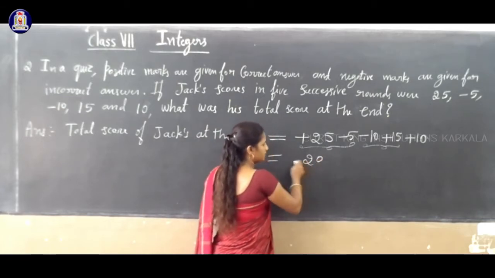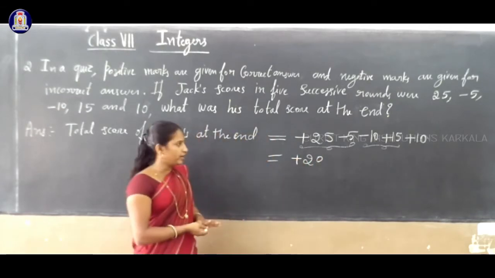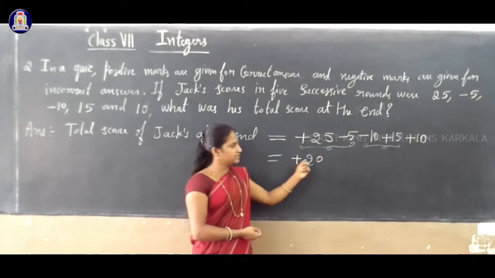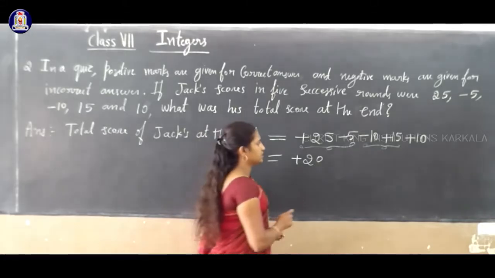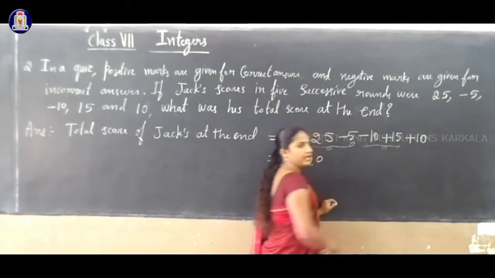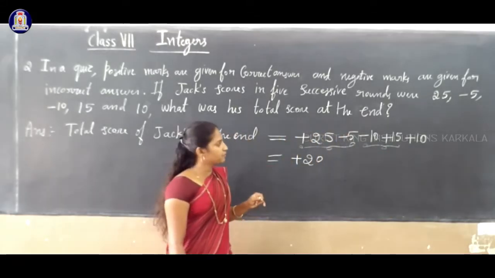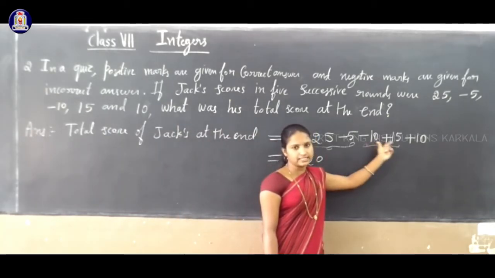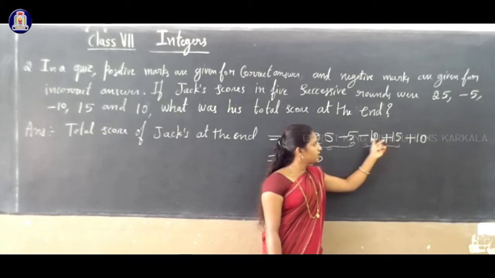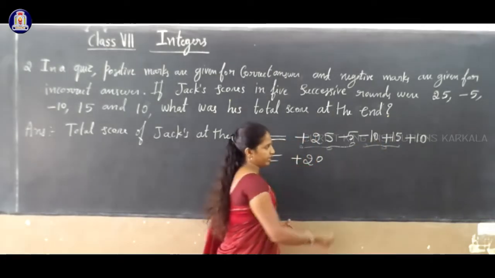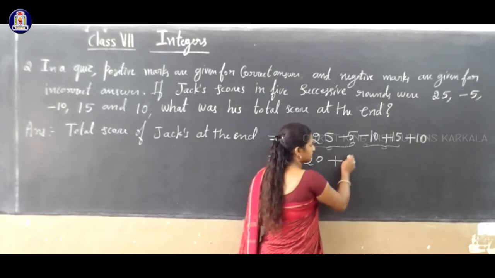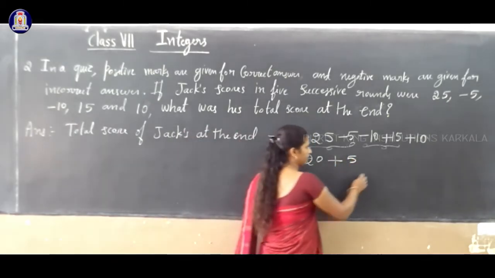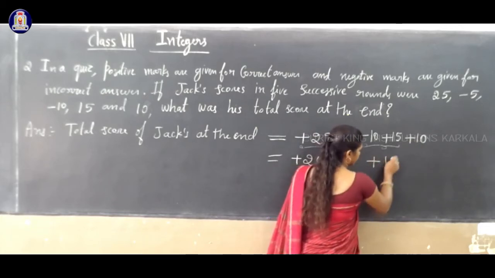So answer plus 20, plus 20. Greater number is 25, the sign is plus. So plus 20, clear? Next, minus 10 plus 15. Minus 10 plus 15. So answer will come. Different sign, subtraction. So 15 minus 10 will get the 5. So greater number sign is plus. So 15 minus 10 answer plus 5. Now remaining plus 10 write as it is.